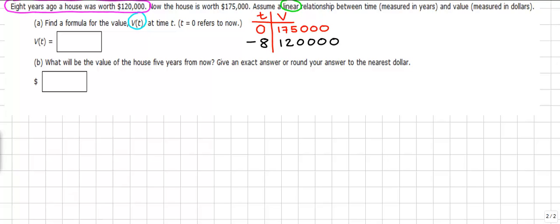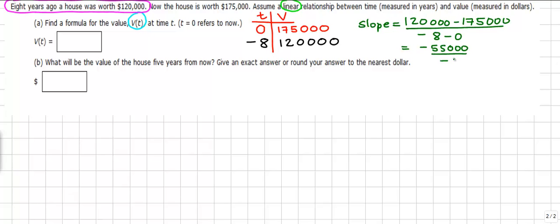To determine the equation of the line through our two data points, let's first calculate the slope, which is change in y divided by change in x. So 120,000 minus 175,000 divided by -8 minus 0, which in turn gives us -55,000 divided by -8, which is 6,875.